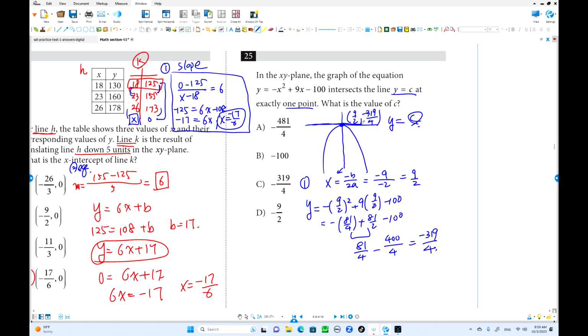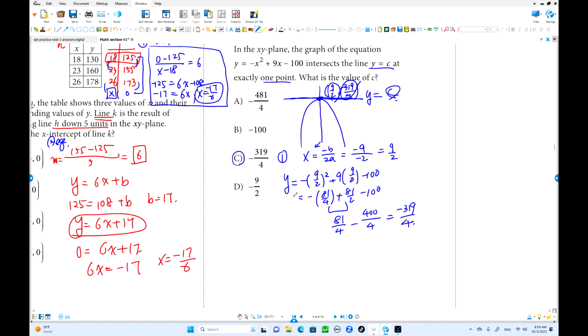Now we get the only one intersection point, which is tangent, okay? So the answer is what? This value, not this one, okay? Negative 319 over 4 is the answer, okay? Or you can use the vertex form. Vertex form, okay, you can check this way. x squared minus 9x, and outside is 100.